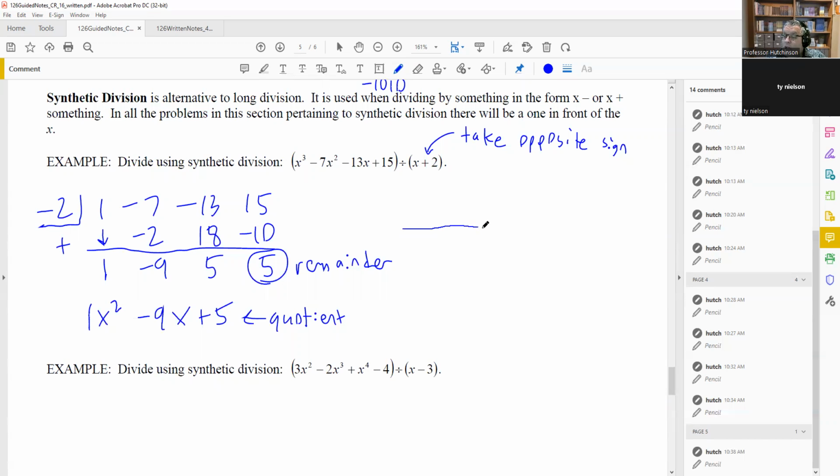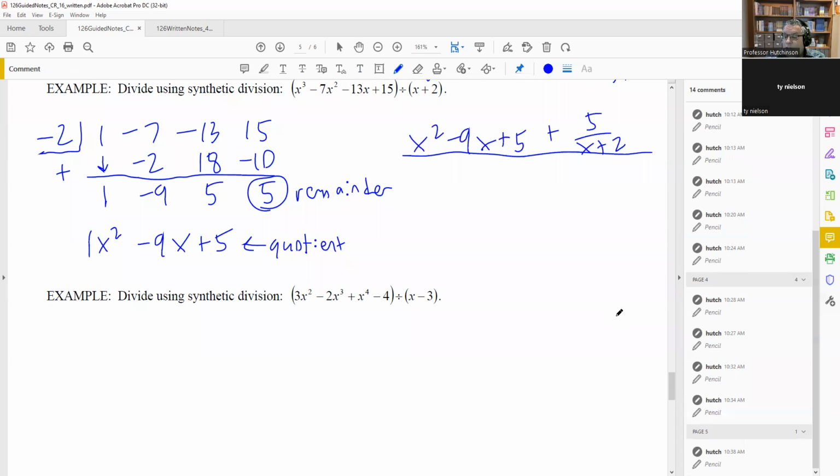If you want to write out your answer all at once, like that, if it doesn't ask you for quotient and remainder separately, then you can write it out this way. Okay, so x squared minus 9x plus 5, and you can just put plus 5 over x plus 2. And that's going to get you exactly the same answer as if you go through it by long division. So it's a lot easier because we don't have any variables that we have to deal with here. There's less to write out too when you have something like that.